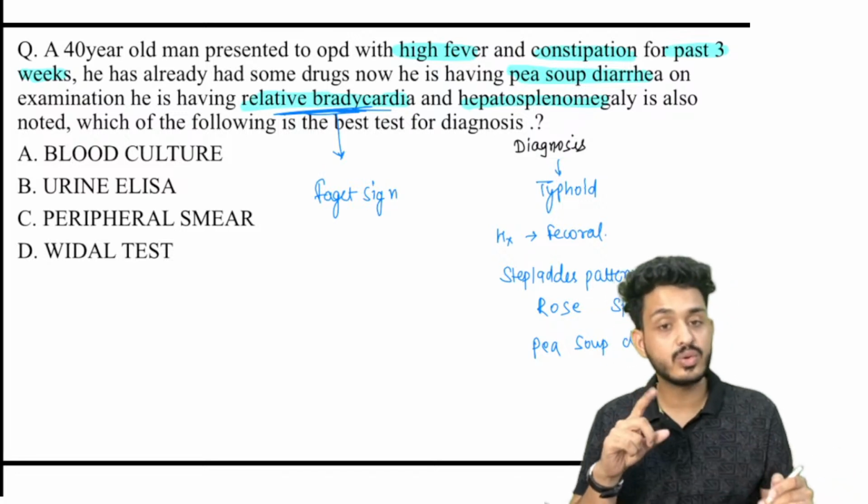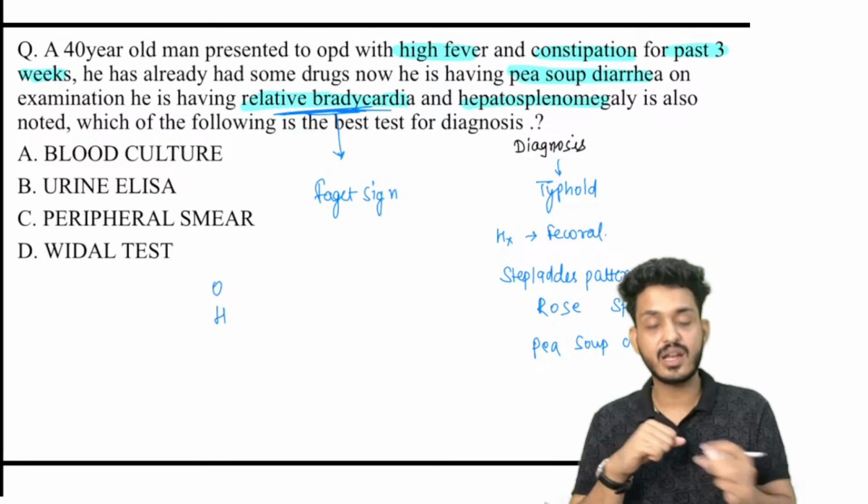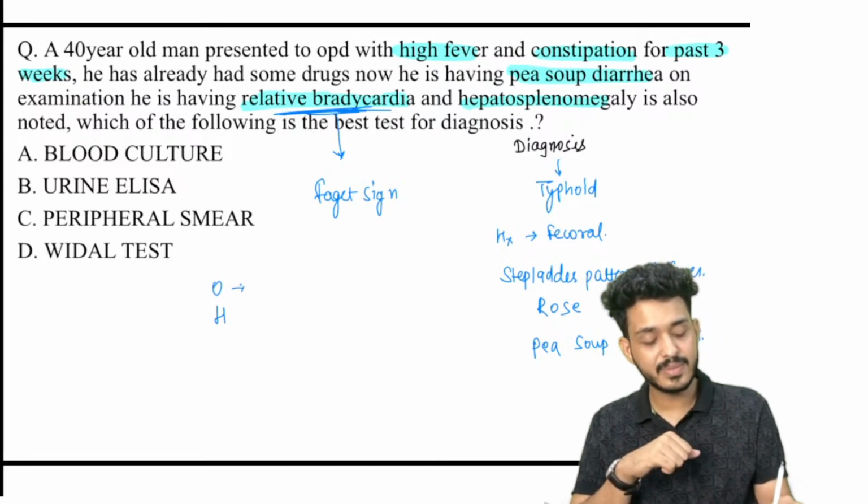Okay, we are looking for two types of antigen over here. One is O antigen, another one is H antigen. O antigen will be a somatic antigen.